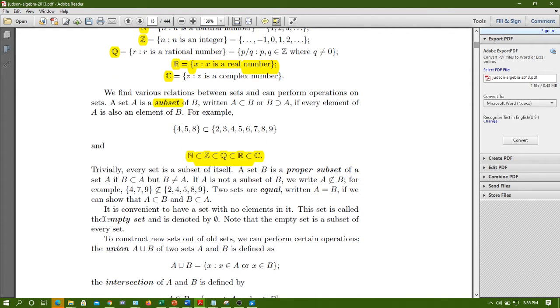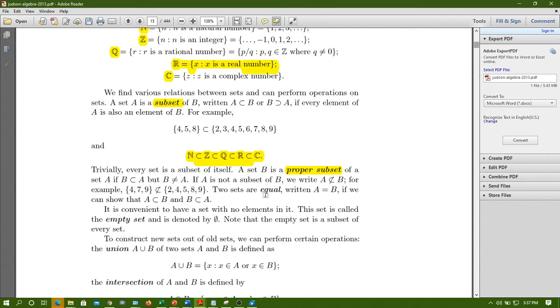And then you have also proper subset. A set is a subset of itself, but a proper subset of A is a set B if B is a subset of A but B is not equal to A. So a set is a subset of itself, but we cannot call it a proper subset if A is a subset of B and they are equal. So that is not a proper subset.